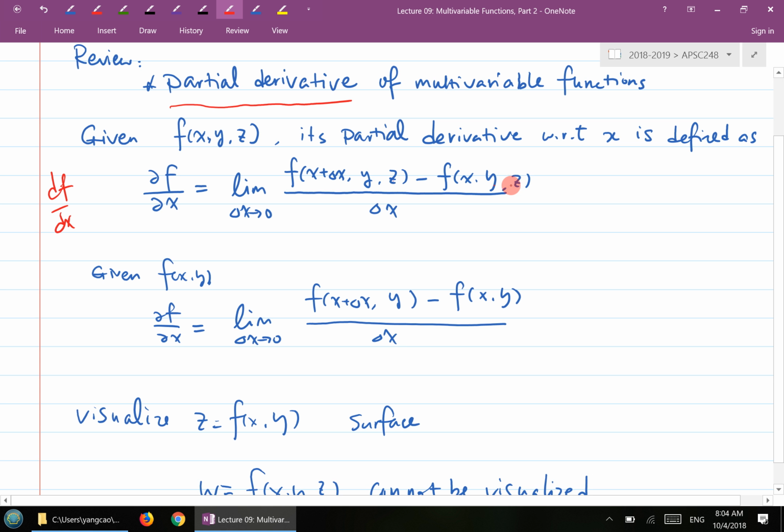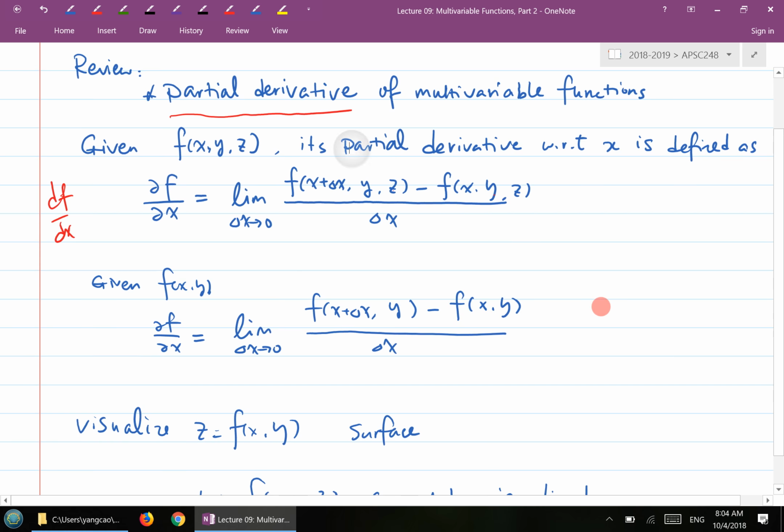In other words, we can consider y and z here as constants. For this partial derivative, this is crucial. Let's put a note here: consider y and z as constants, because in this definition, even though they are variables, the only quantity you're changing in order to obtain this partial derivative is x. There's only a delta x change.